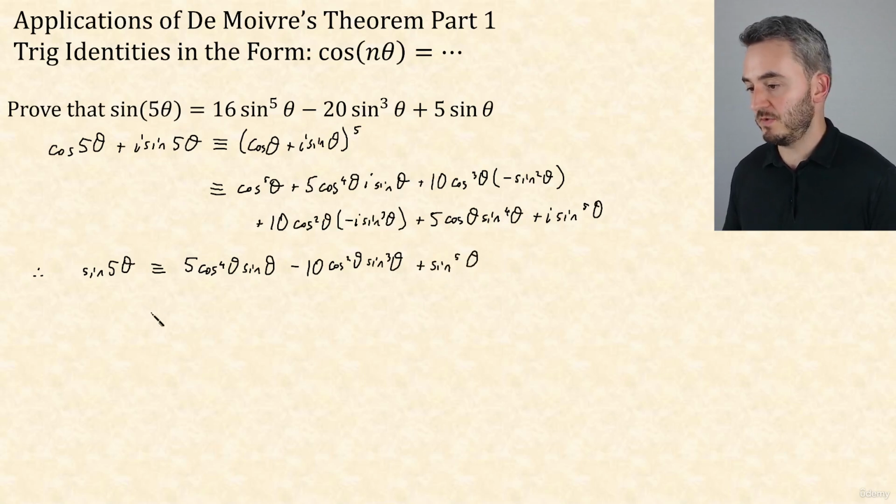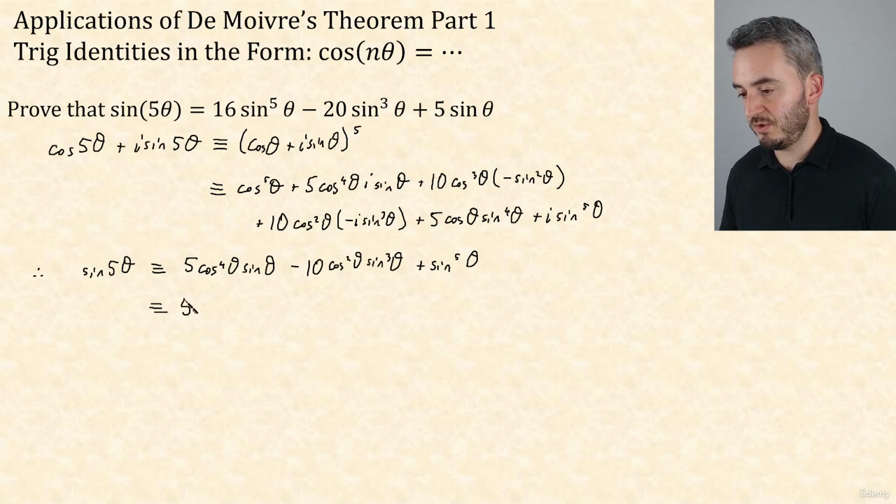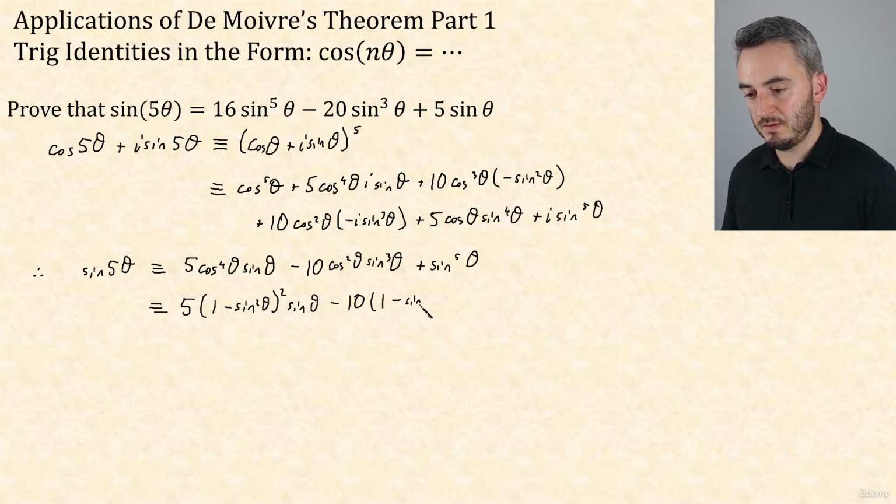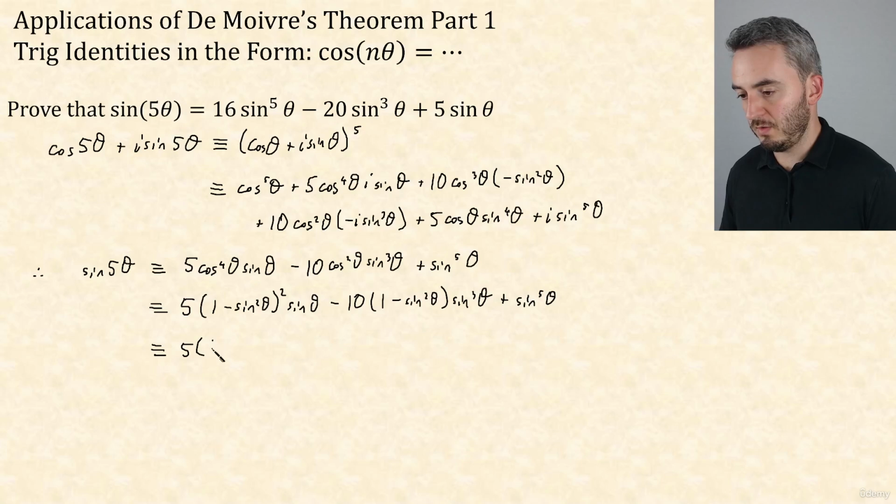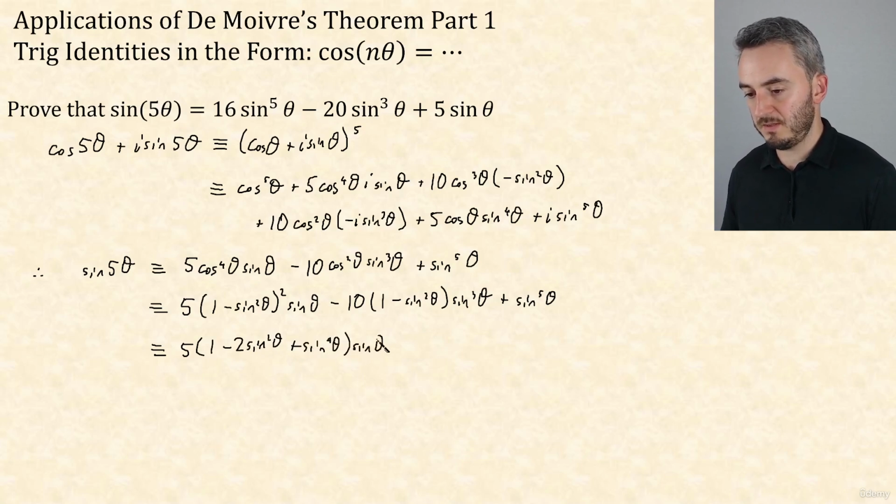Now we just want everything in terms of sine here. So let's change our cos to the 4 theta into 1 minus sine squared theta all squared. Let's change this cos squared theta into 1 minus sine squared theta. And this sine to the 5 theta is fine. Okay, so expanding this, we've got 1 minus 2 sine squared theta plus sine to the 4 theta, all of that times sine theta.